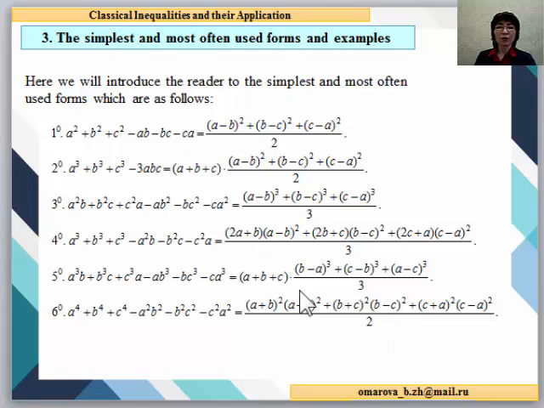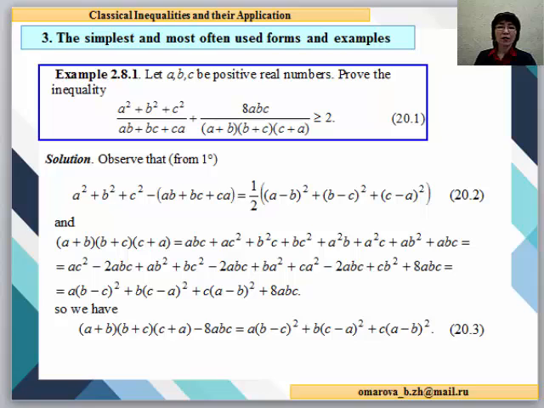Let's consider the first example. Let A, B, C be positive real numbers. We must prove inequality 20.1.